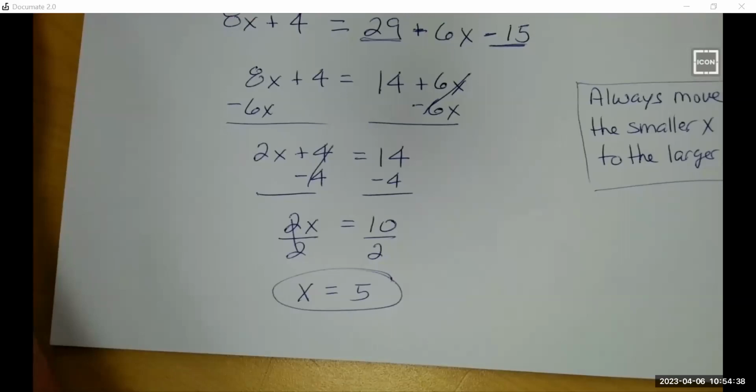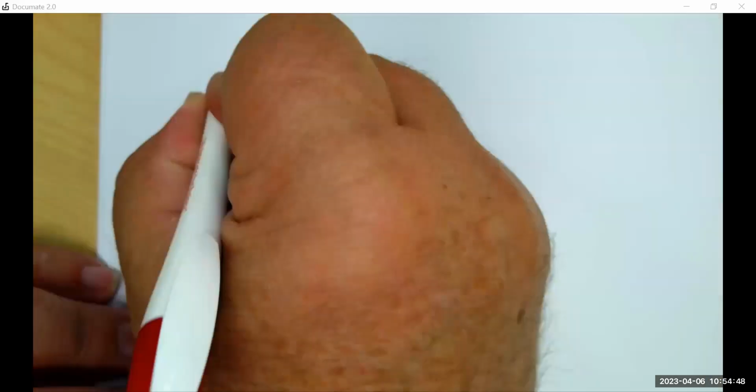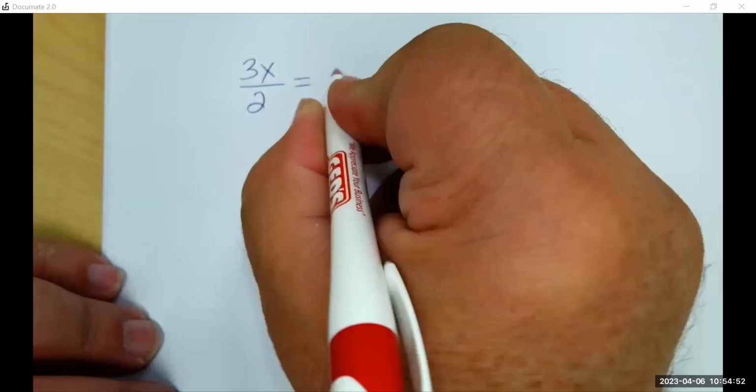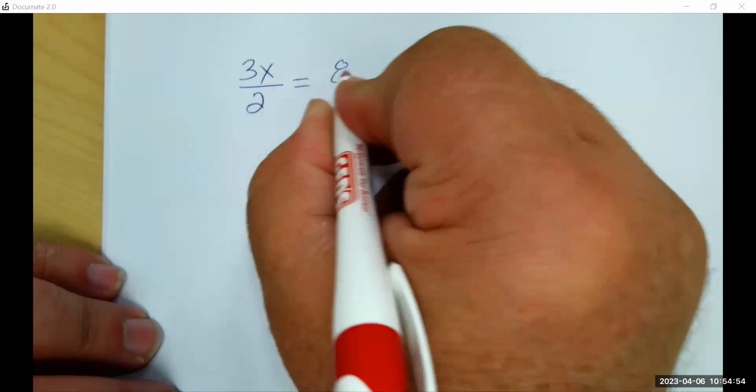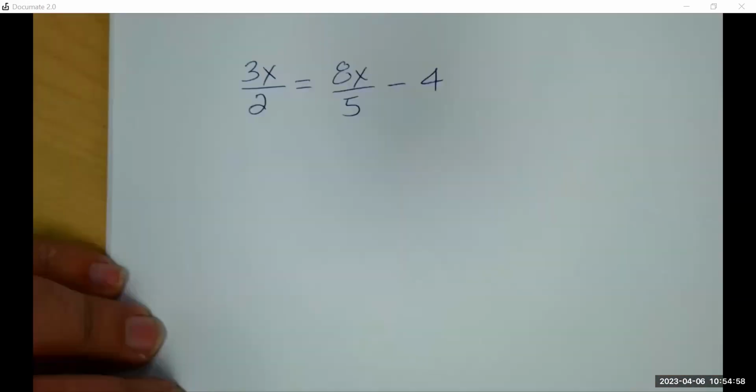Now let's look at fractions. Fractions are no different. I guarantee you, when we do this example, you'll have no problems with fractions ever again. 3x over 2 equals 8x over 5 minus 4.